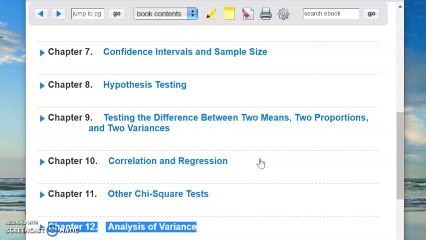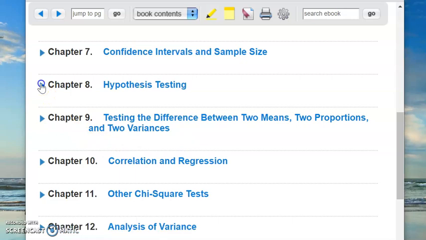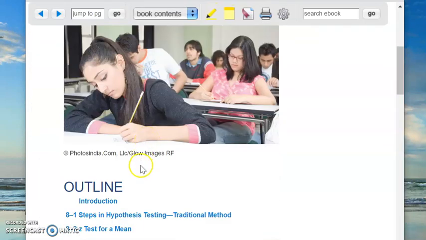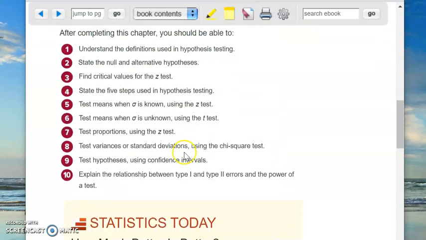However, the flip side of that coin is Chapter 8 and Chapter 9 are, I believe, the most interesting chapters and really the point of this entire class. So let me see if I can give you an overview. Chapter 8 and Chapter 9 both deal with a concept that is referred to as hypothesis testing. So let's take a quick look here at the author's discussion.